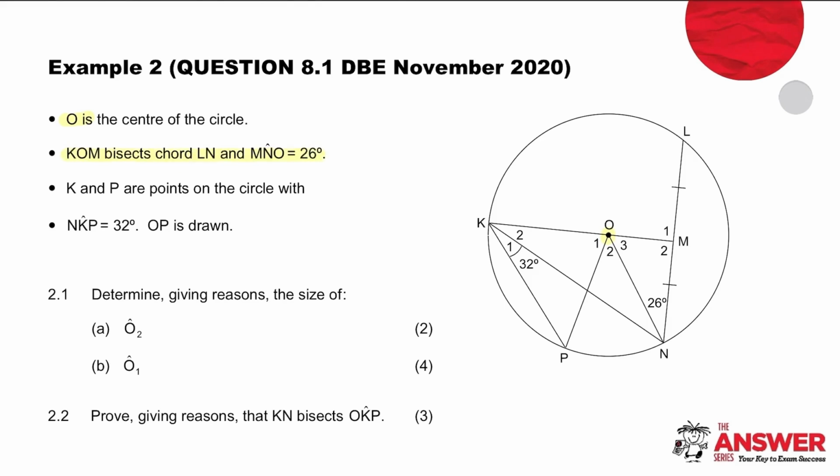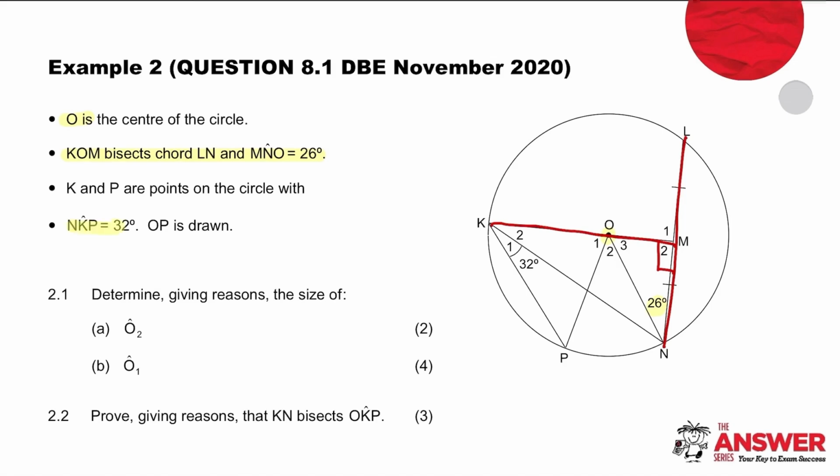So let's take that in 2 parts. KOM bisects a chord, so this line coming down here will in fact be perpendicular to that line. So we know that this angle is 90. A line from the center of a circle to the midpoint of the chord will always create a right angle. In addition, we need to make sure that we go into the sketch and check that they have indicated the angle of MNO as 26 degrees.